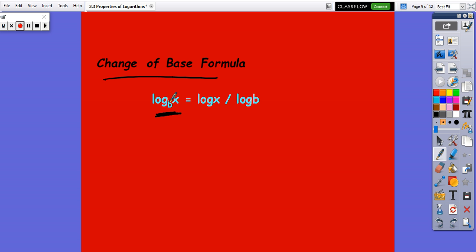So the base always goes to the bottom. So if I wrote log base 8 of 7, well, it's going to be log over log. The base number goes to the bottom. Base to the bottom. And that's how you'd set up your change of base. And then you can put it in your calculator and evaluate it.